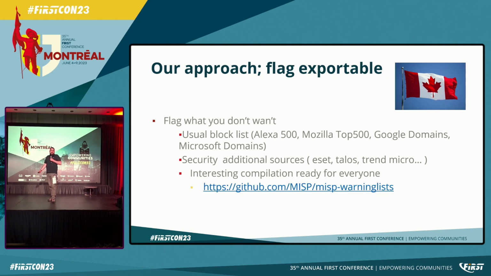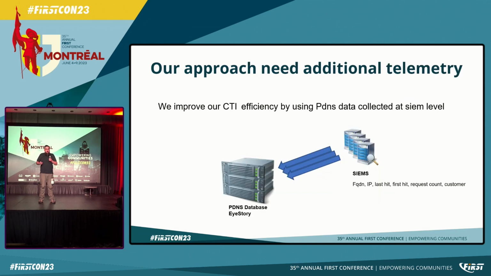We use a lot of blacklists, as everybody does, but additionally we create our own blacklist. We have telemetry through our passive DNS. For a couple of customers, we collect passive DNS information: last seen for the FQDN, first seen for the FQDN, the number of times it was visited, and which customer visited it. So it gives you good telemetry and a view of where they are going.